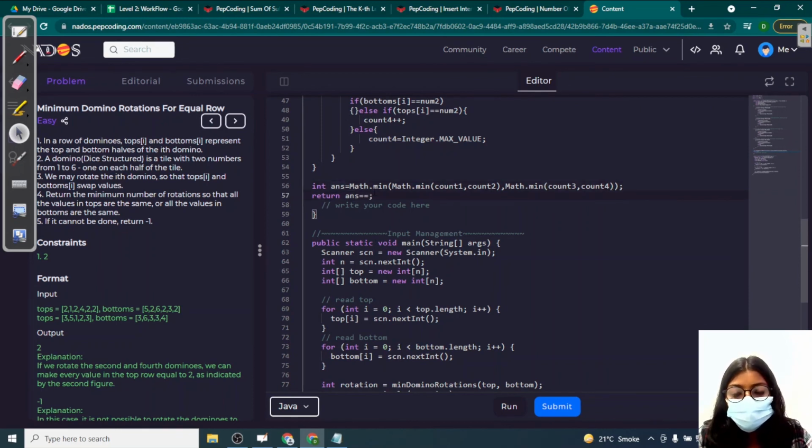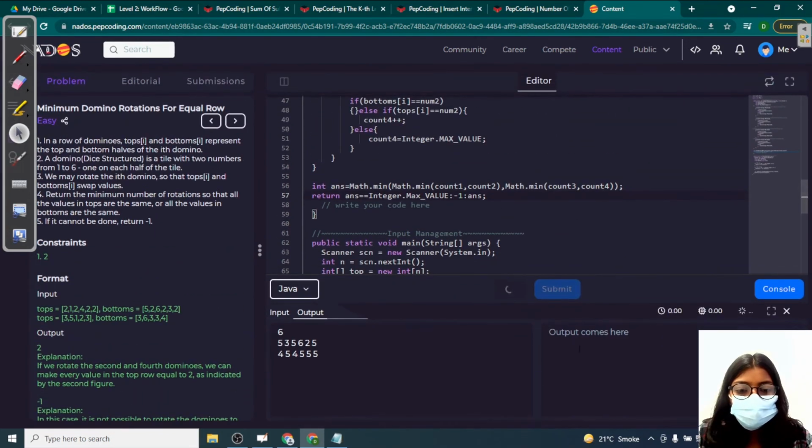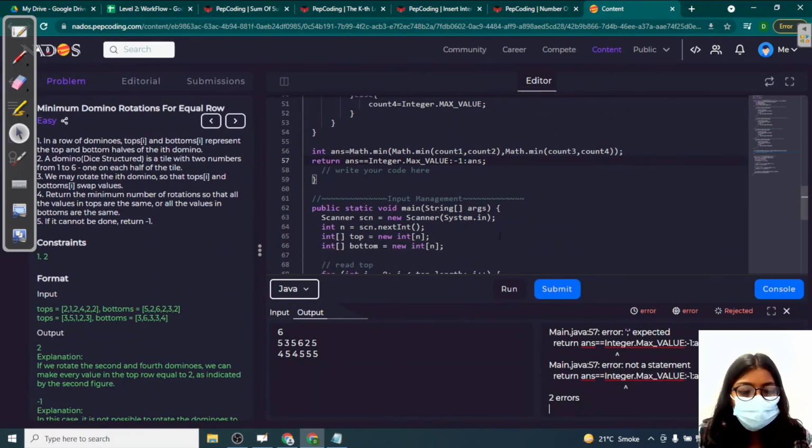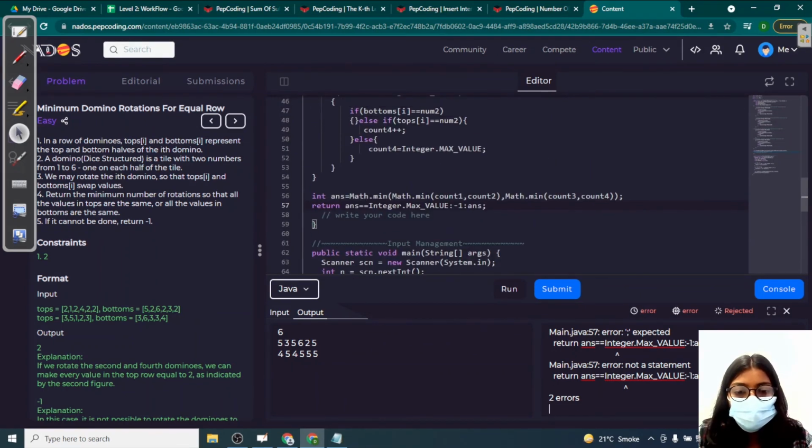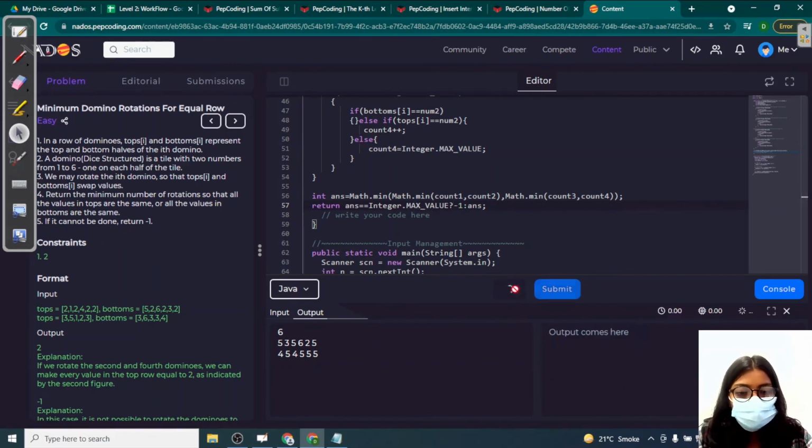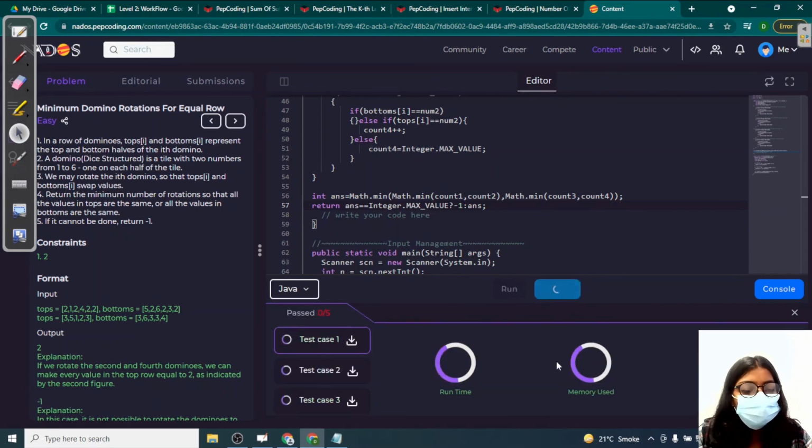Return answer is equal to Integer dot MAX. If it's not equal to infinity, then we have to return the answer, otherwise we have to return minus 1. So if answer is equal to infinity, then return minus 1, otherwise return my answer. All right, okay, now let's try to run this. Integer dot MAX capital X. Okay, successful. Now let's try to submit this.